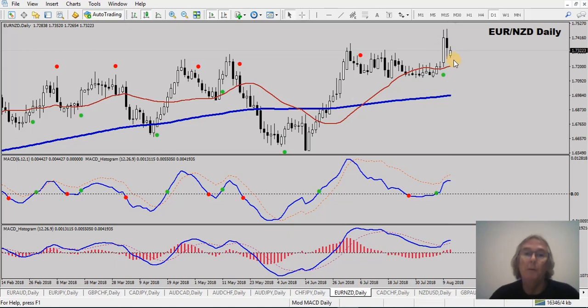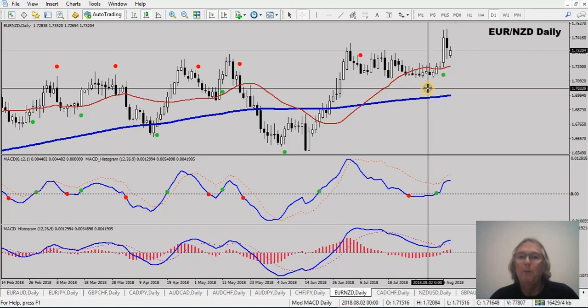Yeah, I could still look at a possible entry here. It would have been much better if I got a green QMP dot on this candle, not that one. It would have made it a lot easier, but it didn't happen. So, you know, sometimes you just don't take the trade if it doesn't look that good.